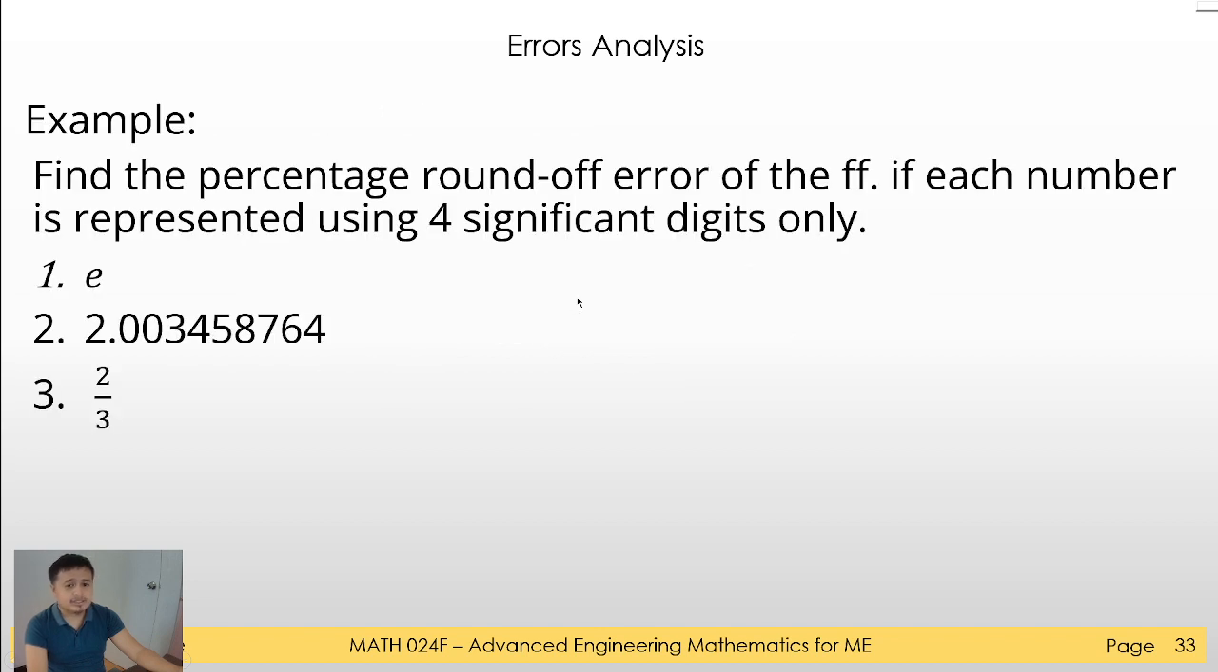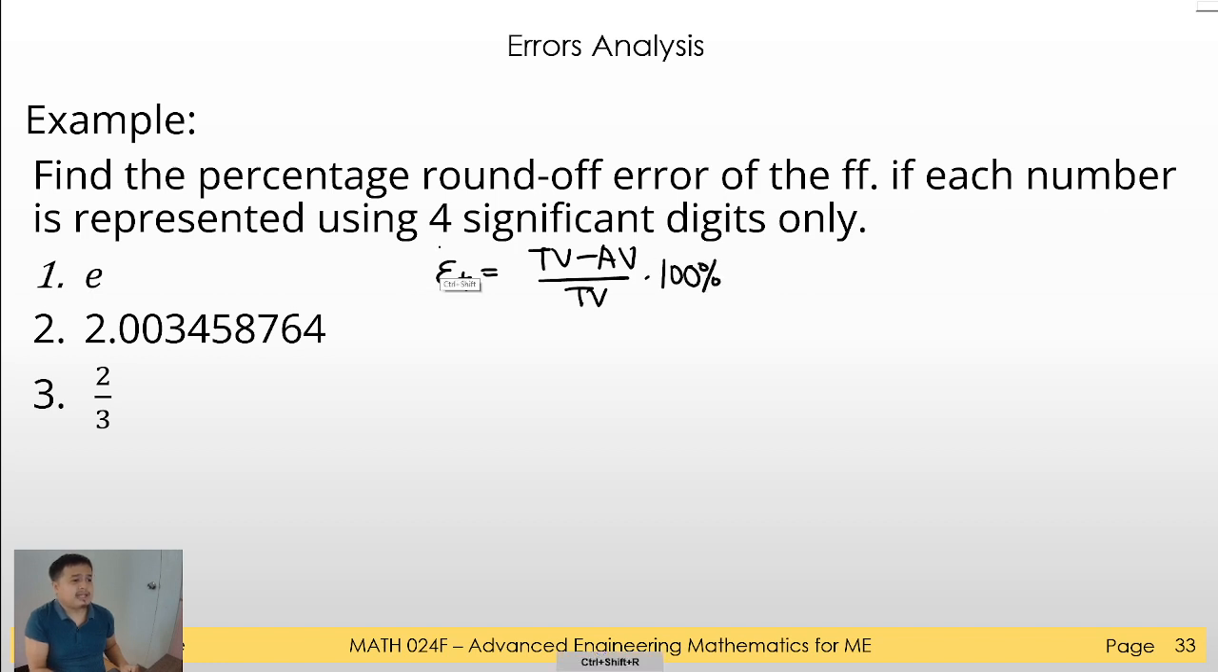Okay. So let's try to find the roundoff errors of these given numbers. Let's say we want to find just 4 significant figures. What is the percentage relative error of this given number? So let's see for number 1. To find the relative error of e, we have the true value minus the approximate value over the true value times 100%.